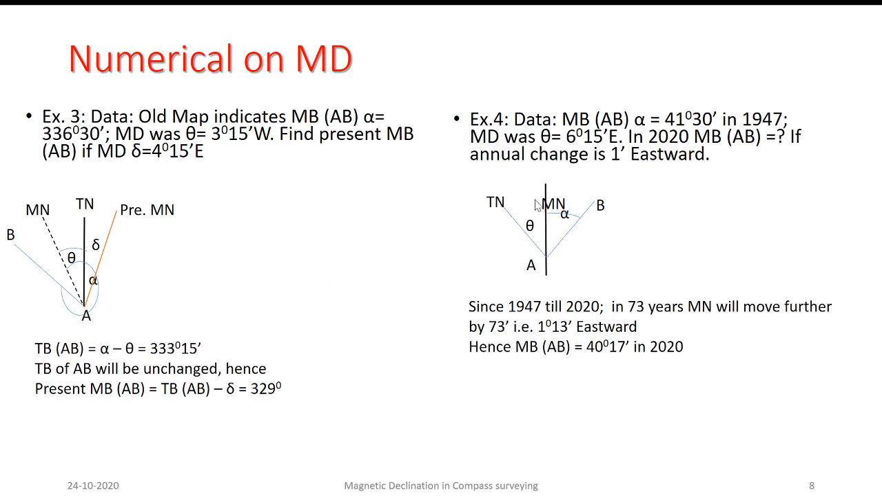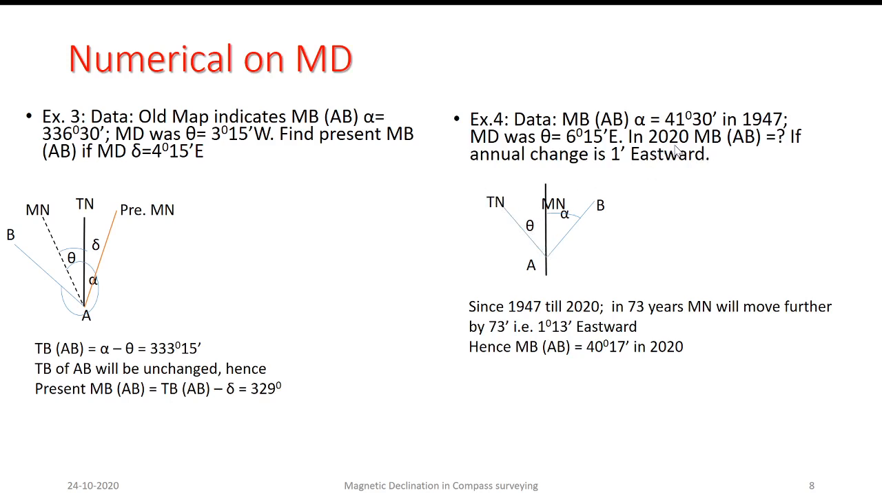Let's consider one another problem. Here, the magnetic bearing of a line is given as 41 degrees 30 minutes, and this is in 1947. At that time the declination was found to be 6 degrees 15 minutes east. That means this magnetic north should be making an inclination of 6 degrees 15 minutes on the east side, and hence the true north is presented as here.